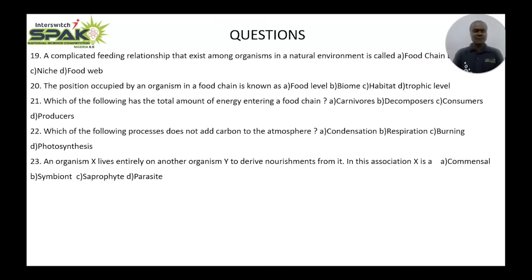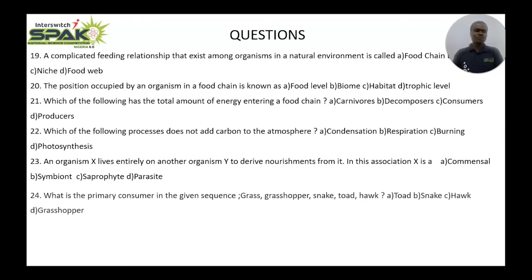The parasite. An organism X that lives entirely on another organism and derives its nourishment from the other organism, that organism X is called a parasite. The organism Y is the host, the one that is hosting X. So organism X is a parasite, organism Y is the host. So the correct answer is option D, parasite.